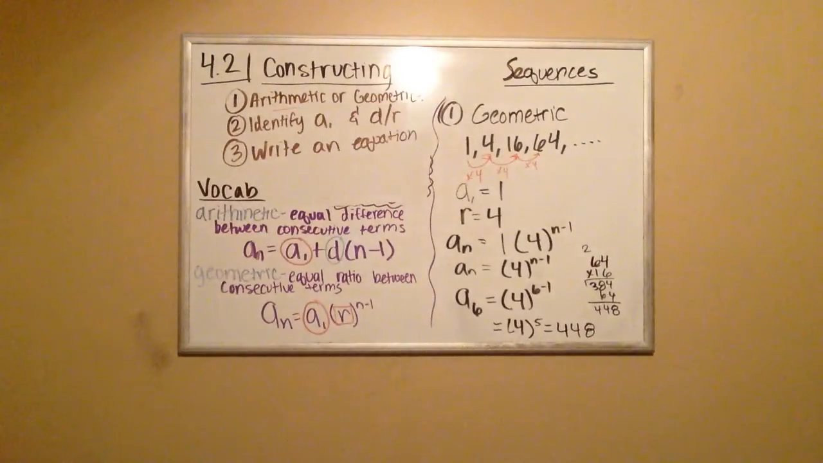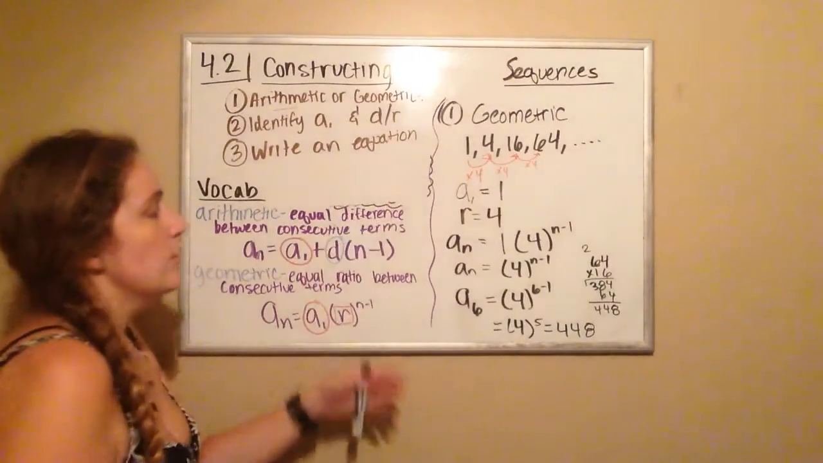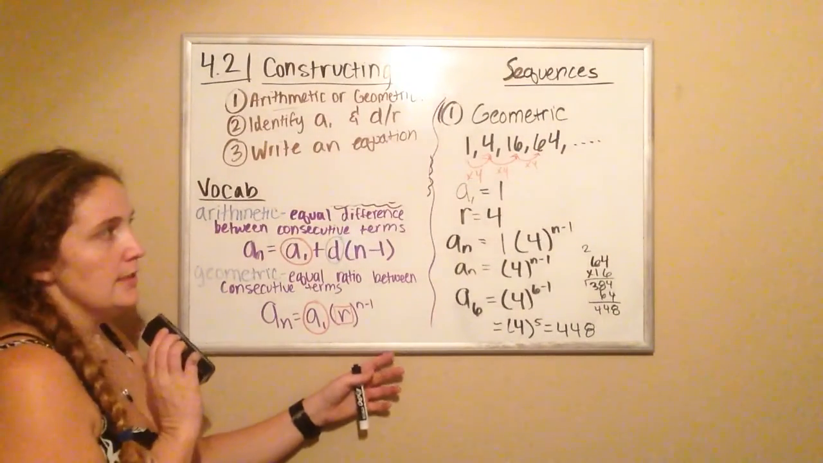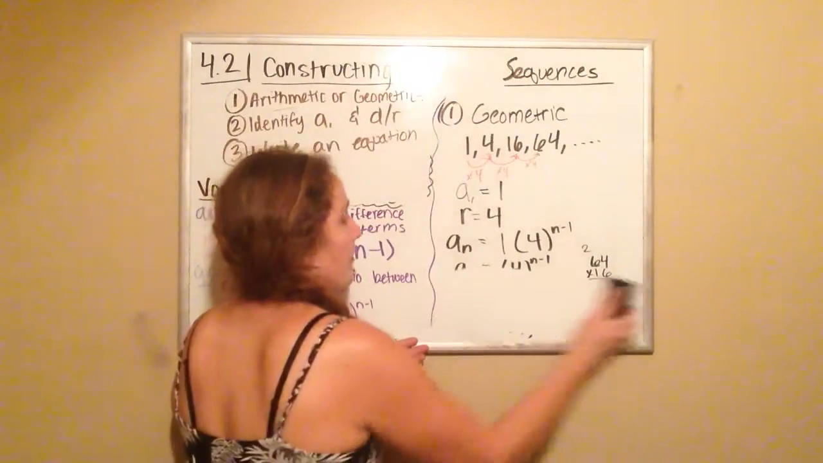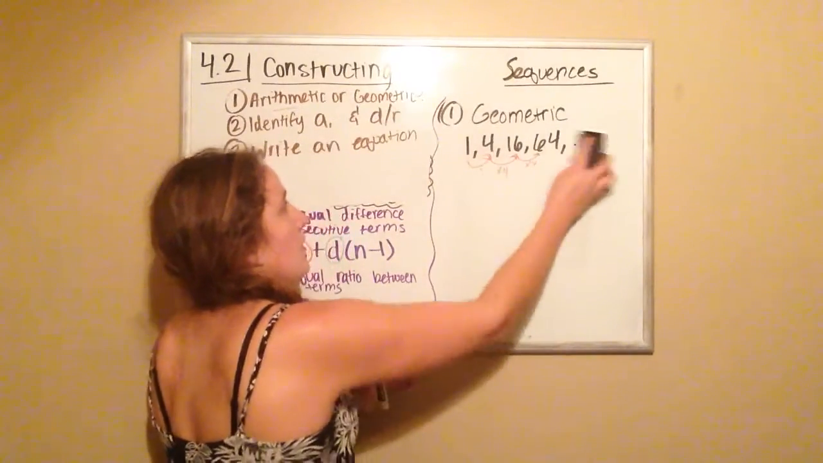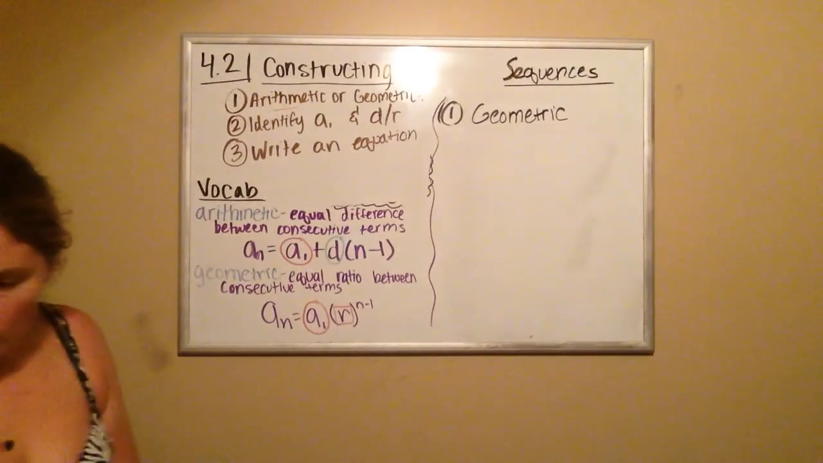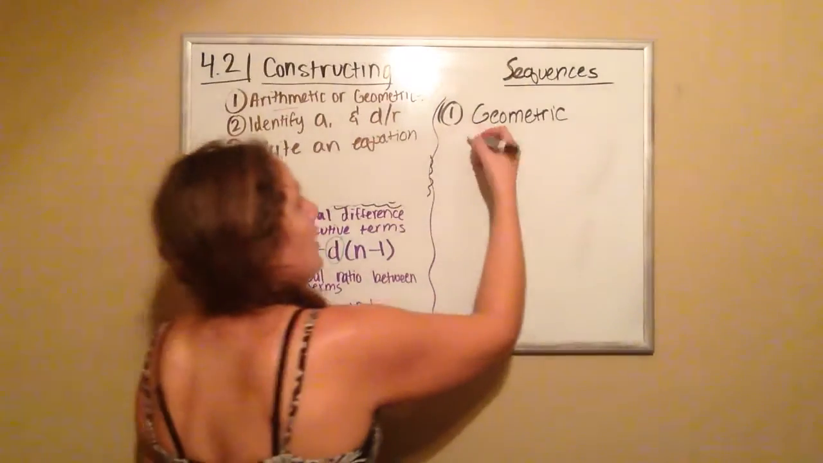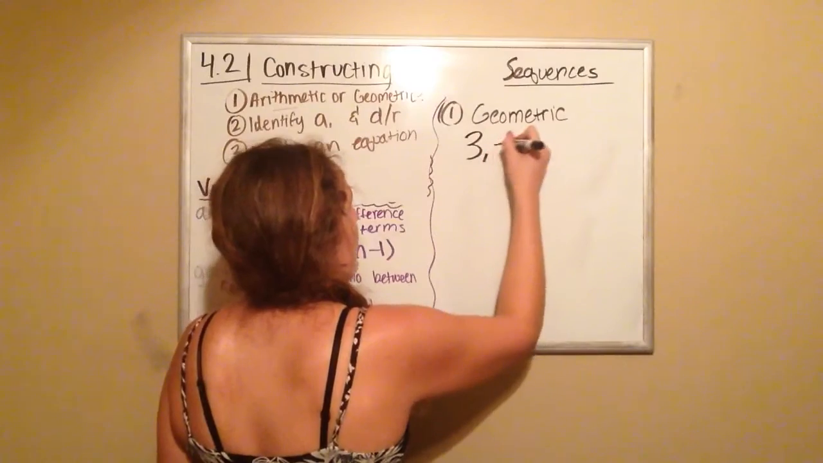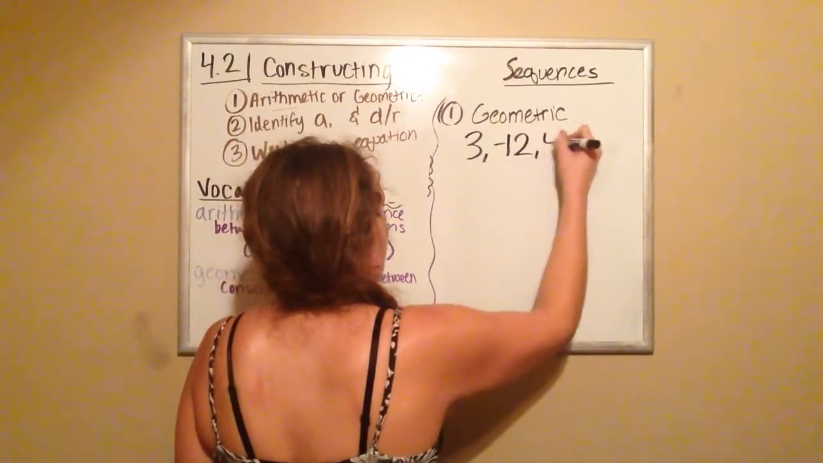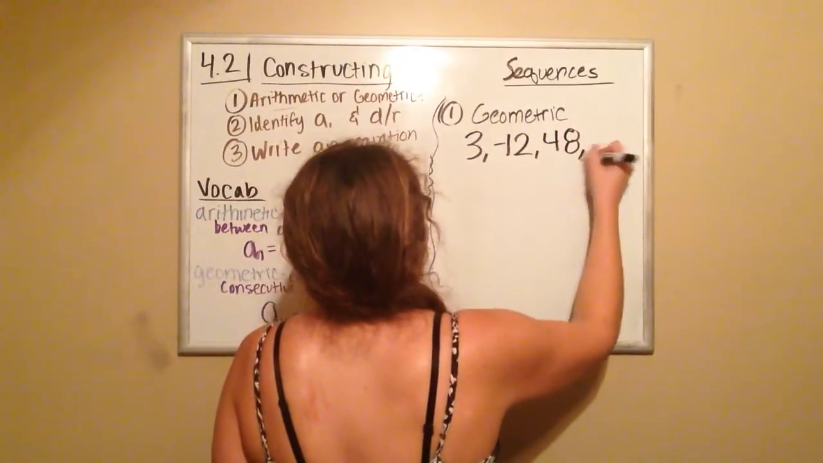Okay, one last one that you're going to do on your left-hand side, and then we're going to call this good. We're still going to work with geometric sequences. I'm going to go ahead and erase this. If you need it, just pause the video. Alright, the very last one you're working on is 3, negative 12, 48. And that's all I'm going to give you.